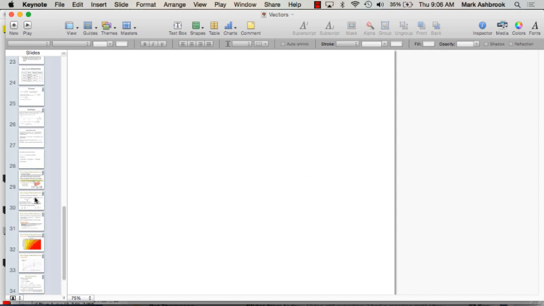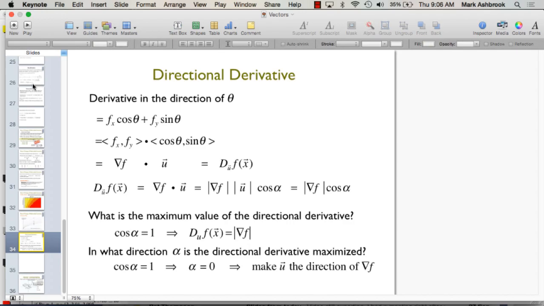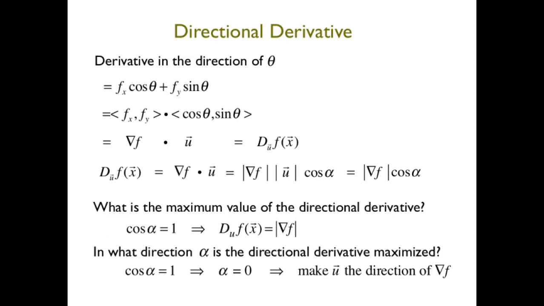So let's look at this slide that I had before. This is what we were talking about with the directional derivative before, okay? And we said that the directional derivative is kind of like a weighting between the two. Our partial derivatives are the 2 baseline derivatives from which we can get all the other directions.